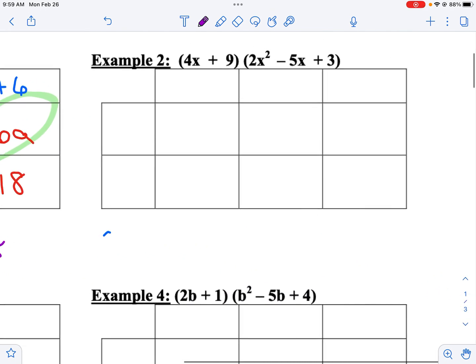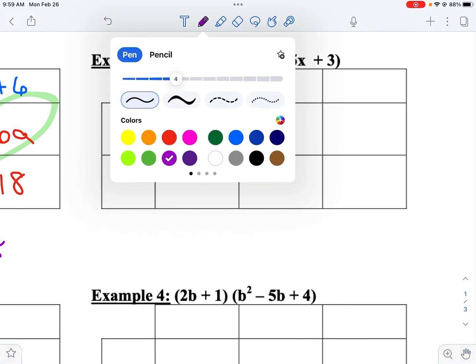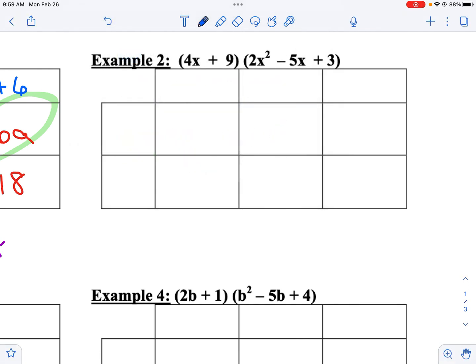All right, so let's look at the second one. It's pretty much the same thing. The only thing I would say is a little different is that we have some coefficients where we didn't have coefficients before. So here's my binomial, 4x and 9. And then we're going to do the trinomial across the top. So 2x squared minus 5x plus 3. And now I'm ready to go ahead and multiply.